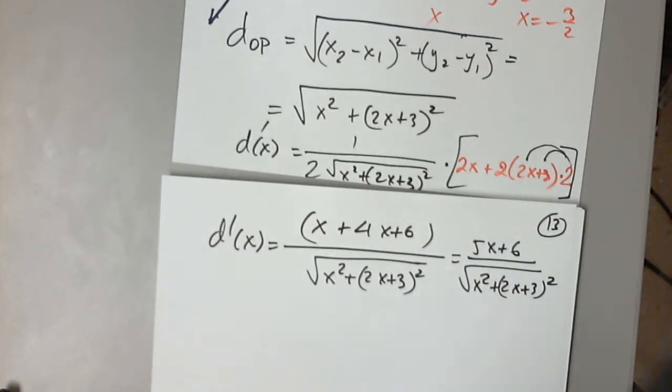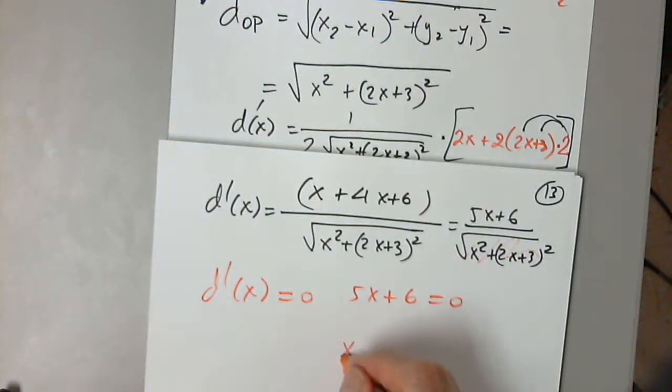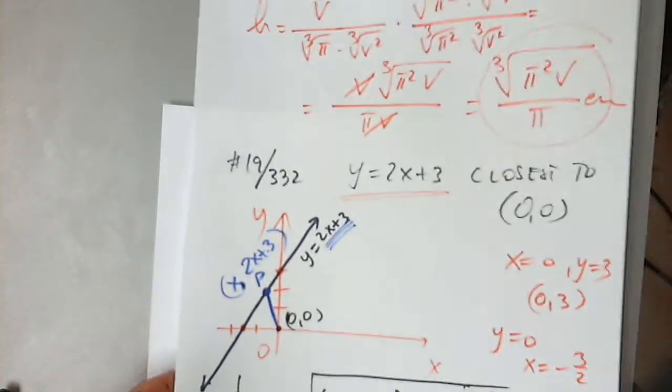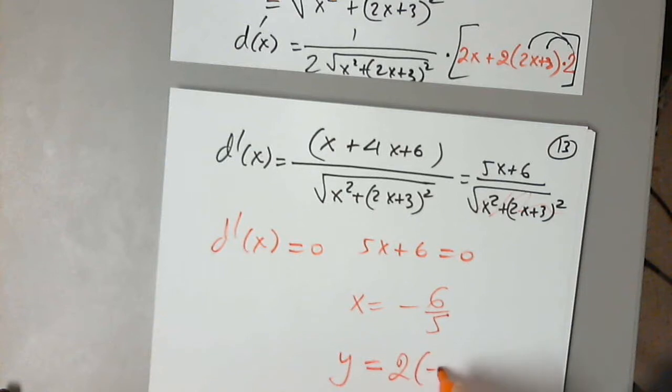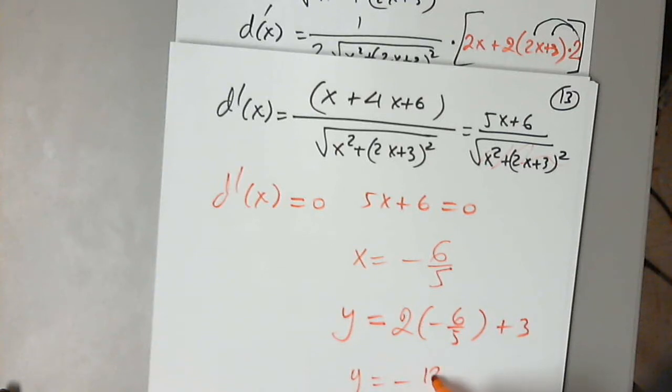So I set this equal to 0. And of course, this doesn't matter. Only 5x plus 6 must be 0, so x must be negative 6/5. What is y? If x is negative 6/5, of course the y coordinate of the point, you already gave it to me as being 2x plus 3. So then I have 2 times negative 6/5 plus 3. So then y will be negative 12/5 plus 3, or y will be 15 minus 12, which is 3/5.